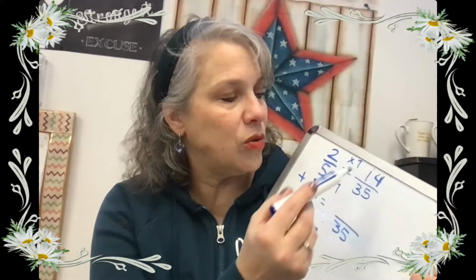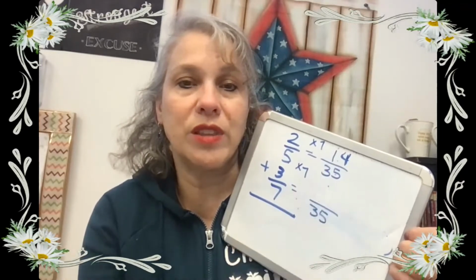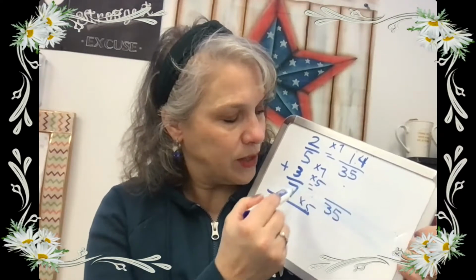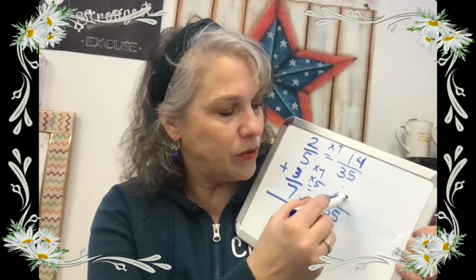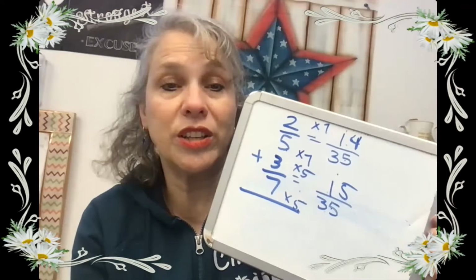So the value of 2/5 is the same as the value of 14/35, but they look different. Okay, so I do the same thing on the bottom. 7 times 5 is 35. 3 times 5 is 15. So now we have new equivalent fractions.